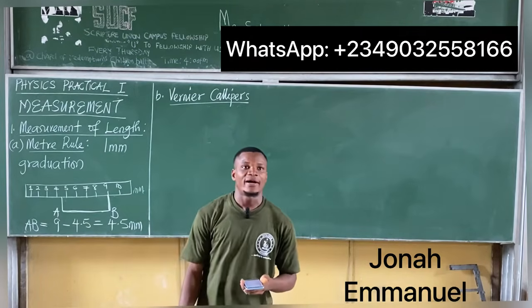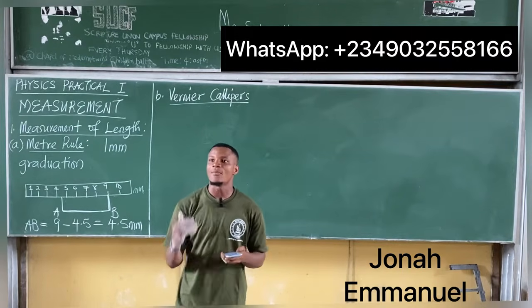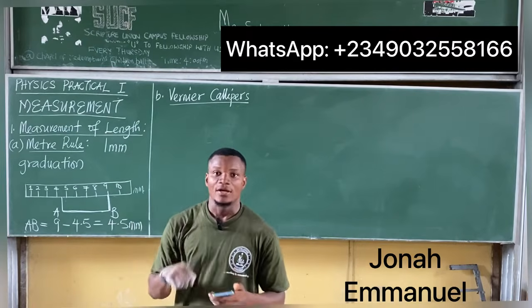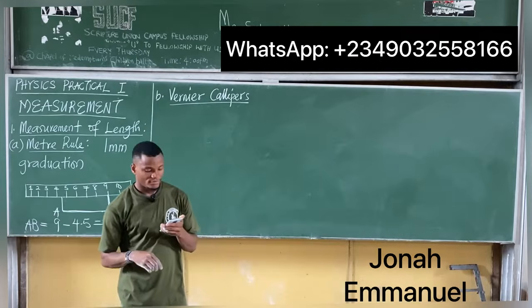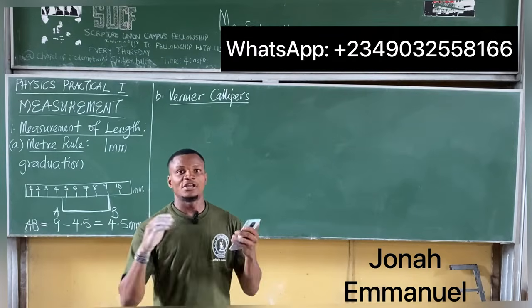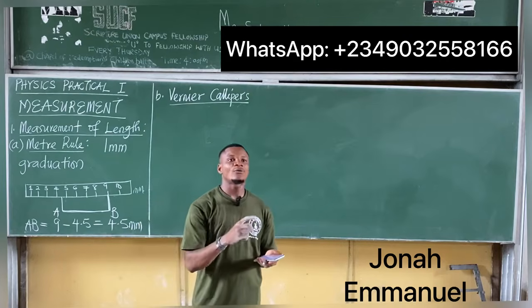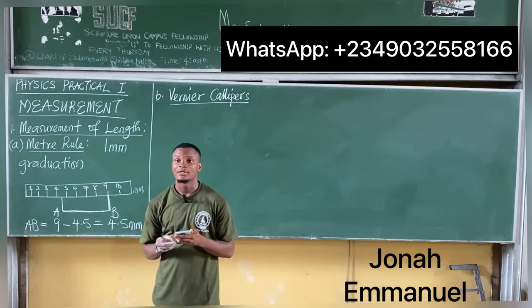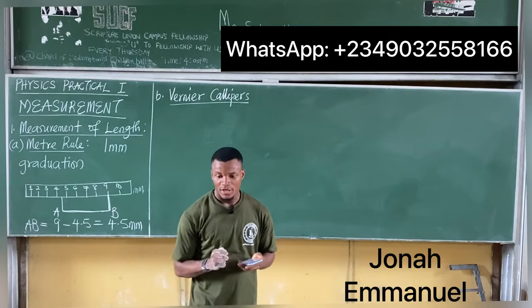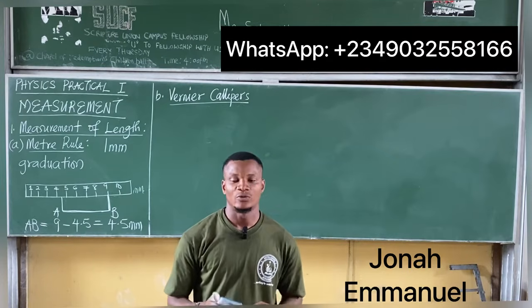B, please. Vernier caliper. A vernier caliper gives a more accurate determination of length than the meter rule.